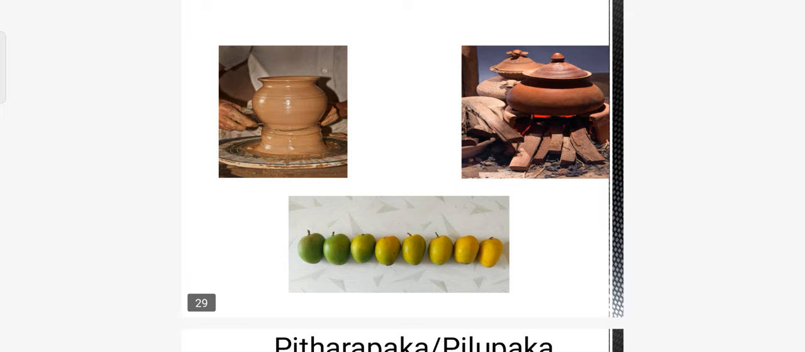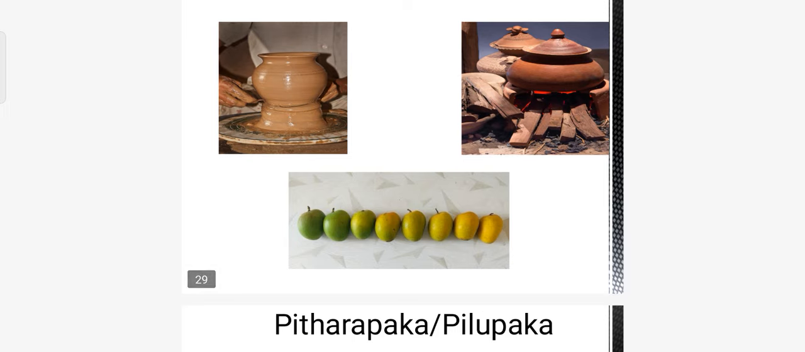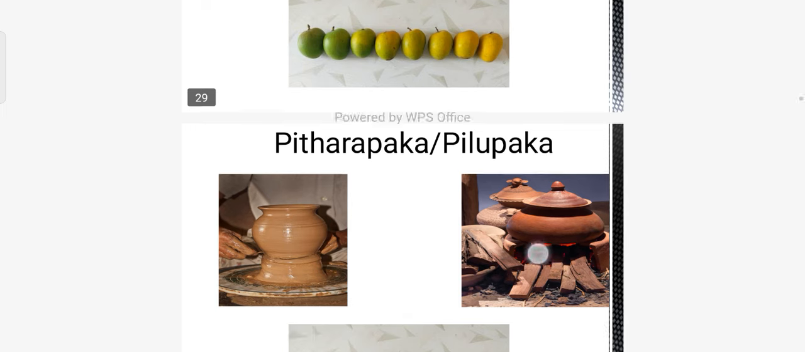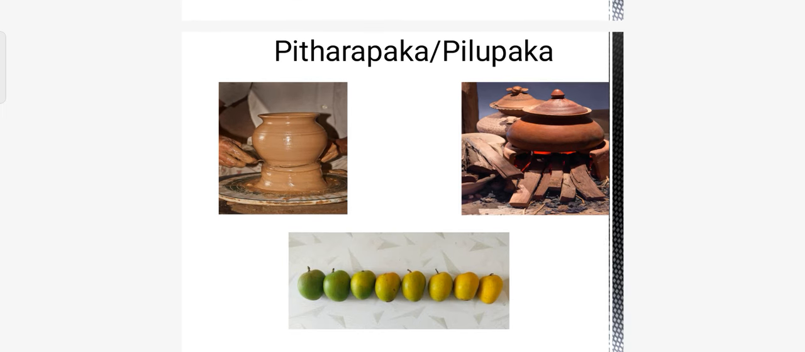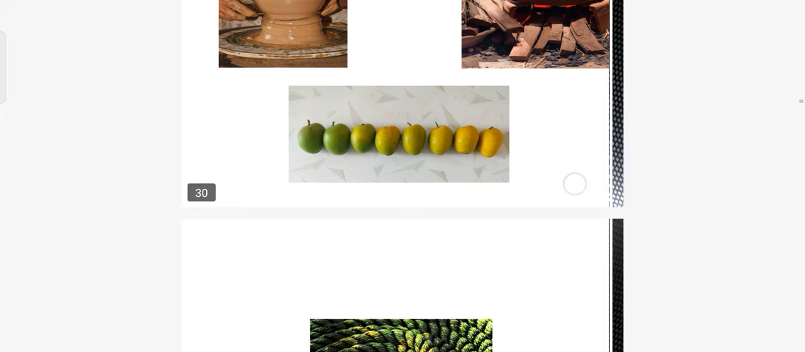So moving on to the next, the pot converting into a harder one and the raw mango converting into a ripened one. It can be an example of the Pitarapaka and the Pirupaka. So you can write what sort of paka has been seen, because both are going to talk about the stage of conversions. Okay.